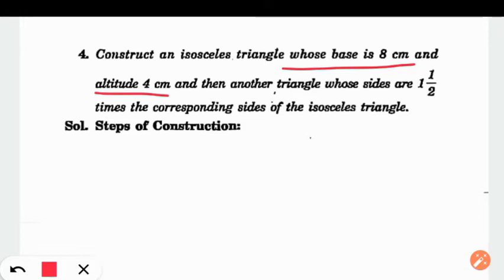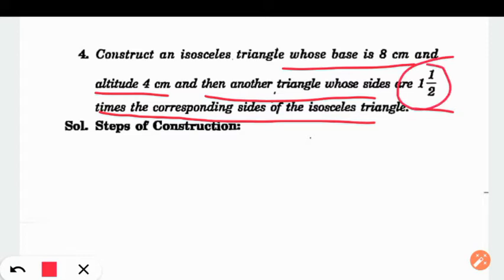Then we are required to draw another triangle whose sides are 3 by 2 times the corresponding sides of the isosceles triangle, okay? So it means that the triangle must be similar to the isosceles triangle, whose sides are 3 by 2 times the corresponding sides of the isosceles triangle. And what do we call this 3 by 2? We call this 3 by 2 the scale factor, right?